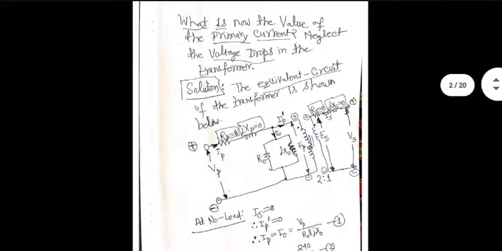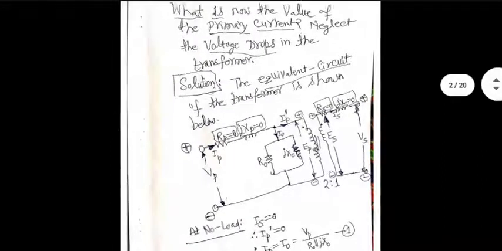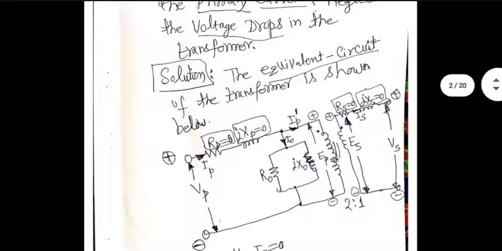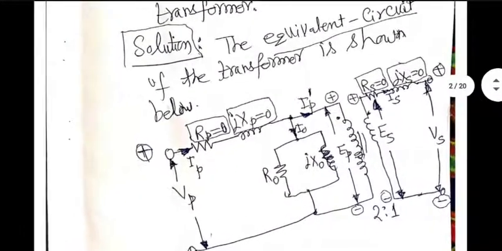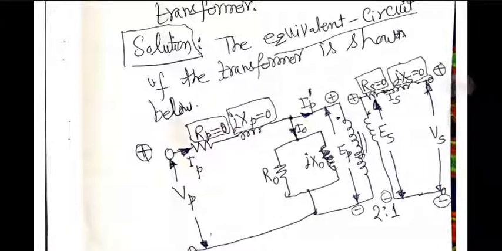Let's see how we handle this. It's better to draw the equivalent circuit in such cases. Vp is the input voltage, Ip is the input current, Rp is zero because they have told us to assume that. Xp is also 0, but the core has got its equivalent circuit which cannot be ignored.